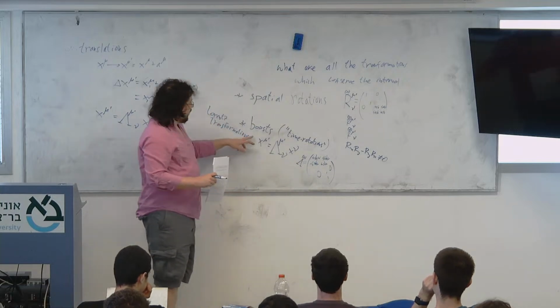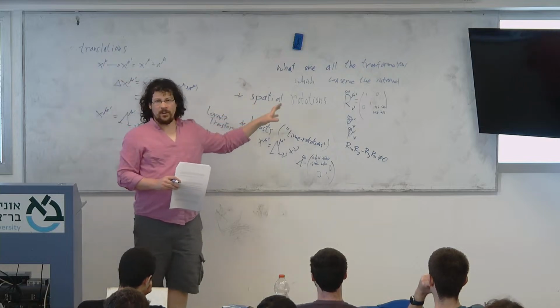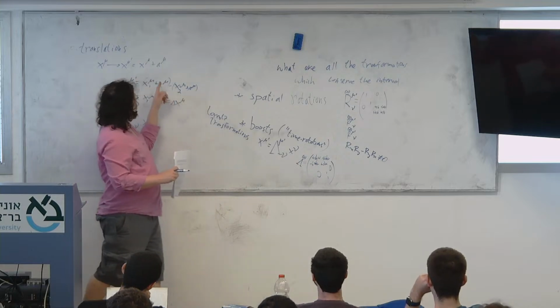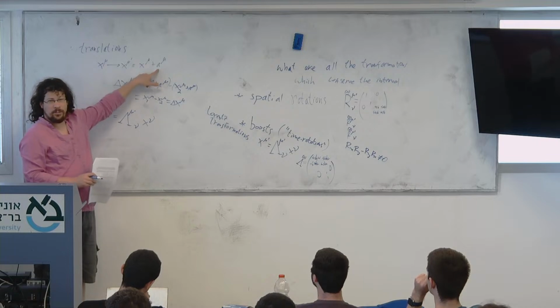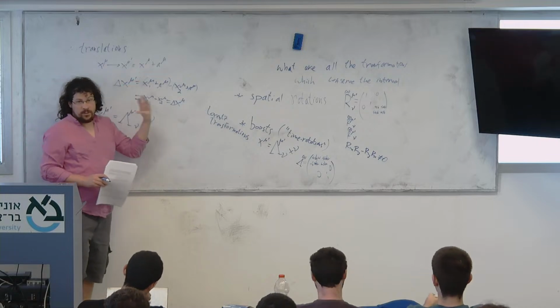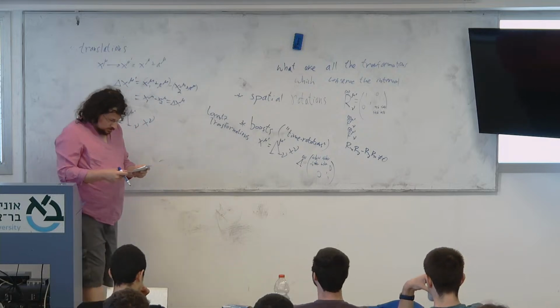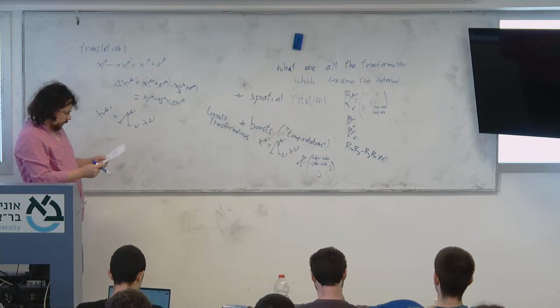So we have 6 degrees of freedom in our allowed Lorentz transformations, plus 4 degrees of freedom from translations, which is a 4 parameter family, because we have 3 spatial ones and 1 time. So that gives us a total of 10 members of the group.